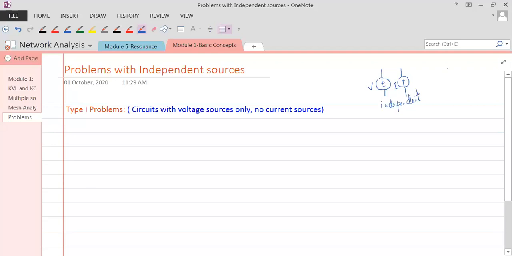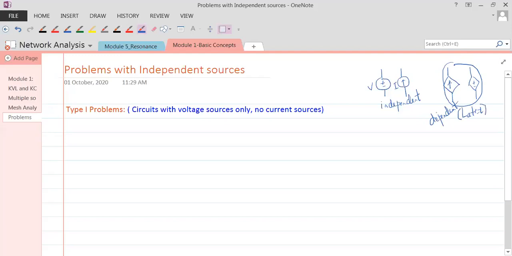Dependent sources come with this symbol. If it is like this, it is current, and if it comes with the polarities, then it is voltage. I'll be talking about this later, not now. We will talk about this later when we see problems with dependent current sources. They are dependent sources, which we shall see later, not now.